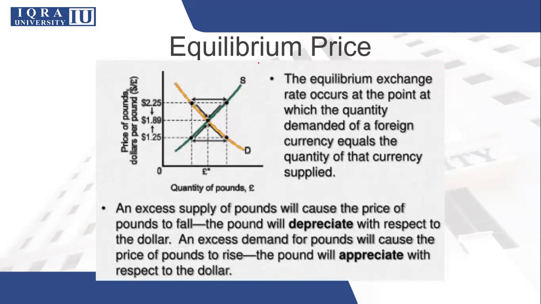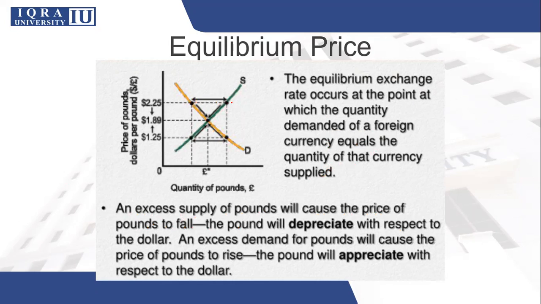Now, how is the equilibrium price set? The equilibrium price is set where demand and supply actually meet, like you can see over here. So the equilibrium exchange rate occurs at the point at which the quantity demanded of a foreign currency equals the quantity of that currency supplied. An excess supply of pounds will cause the price of pounds to fall. The pound will depreciate with respect to the dollar.